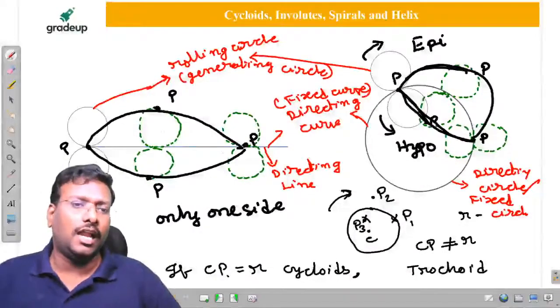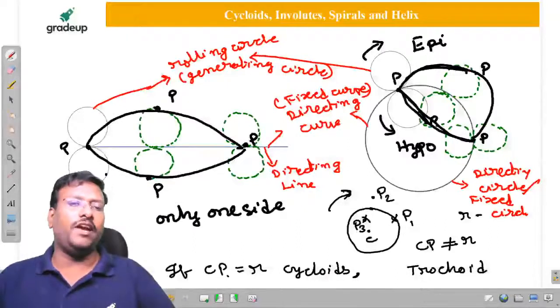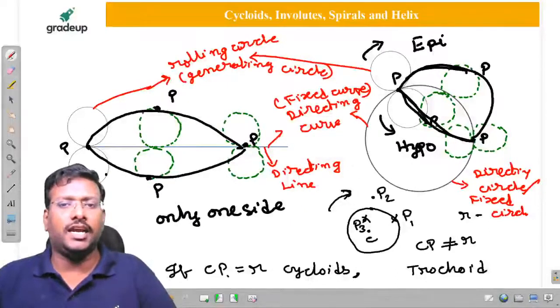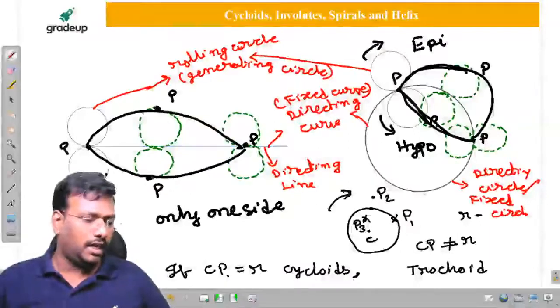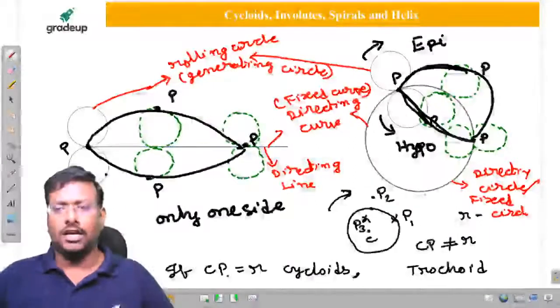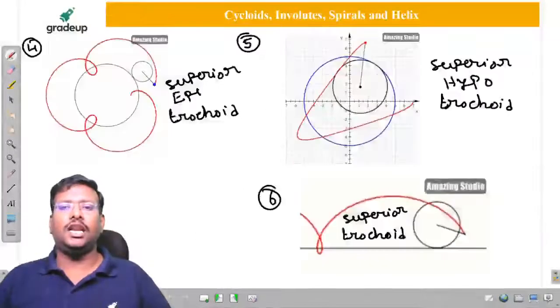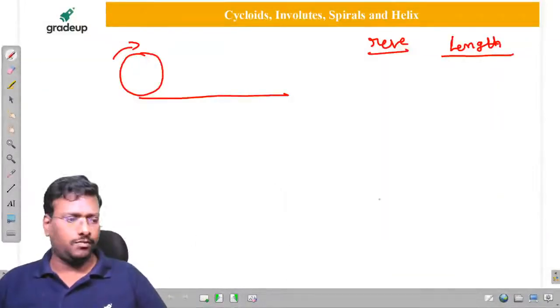The rolling circle, where it rolls. If it is a straight line, it is called directing line or fixed line. If it rolls outside or inside a directing circle, then it is called fixed circle or directing circle.